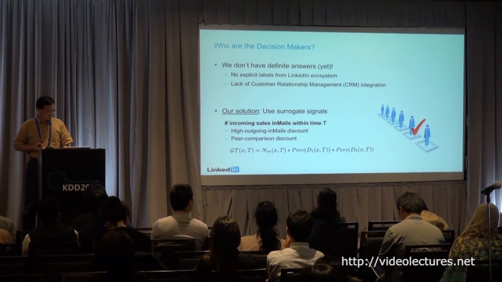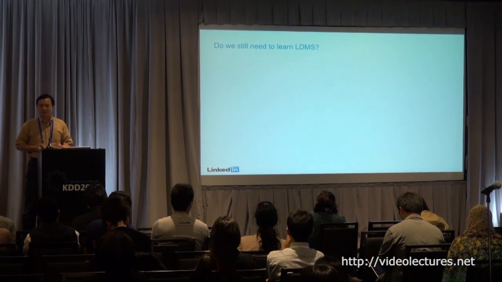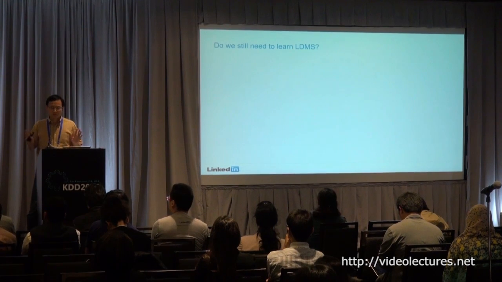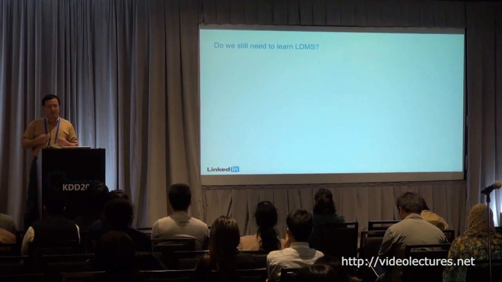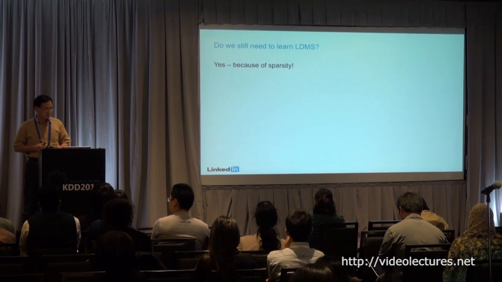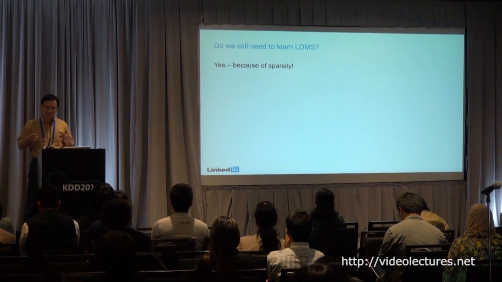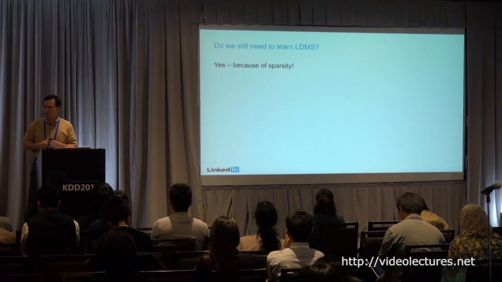The question I got from a lot of people is, okay, why do we need to learn? We already have a definition. The reason we still need to learn this is because the signal is so sparse. Very few people across the ecosystem have any sales email as an incoming message.